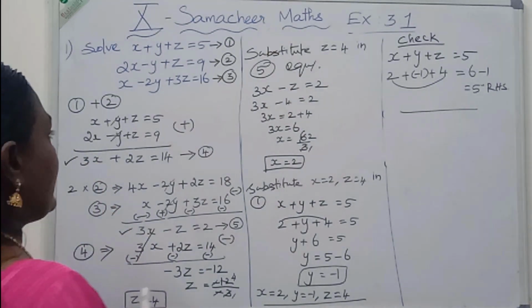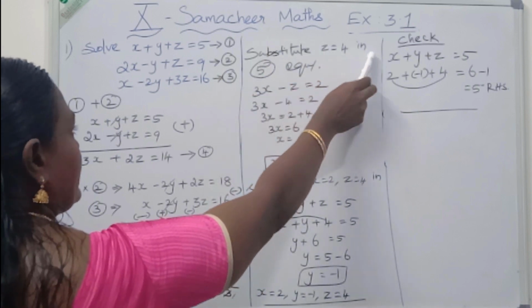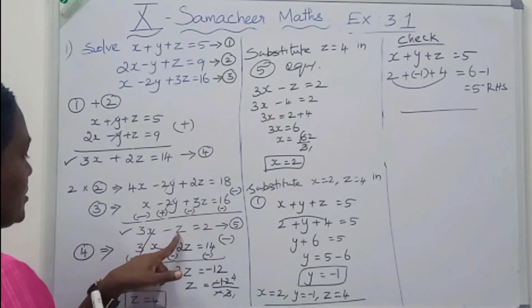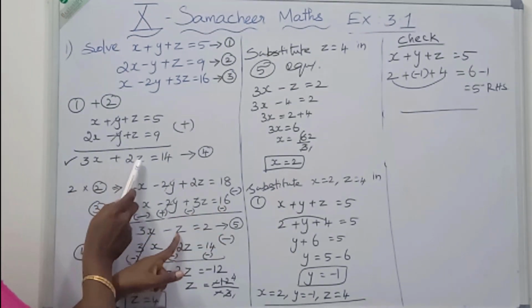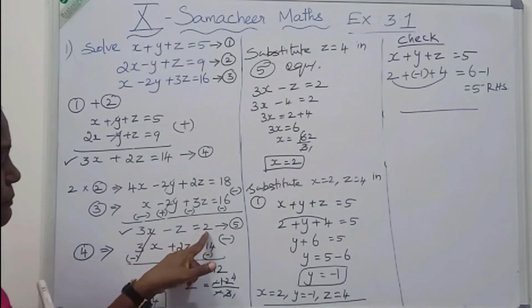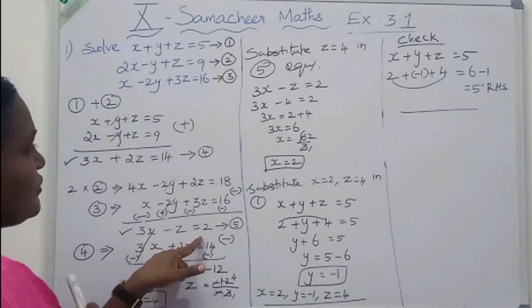Here I have substituted the value z equal to 4 in the fifth equation. Why did I select this fifth equation? See, here the coefficient is 3, here the coefficient is 2, but here the coefficient is minus 1, so it will be very easy to calculate. So I have selected this fifth equation.